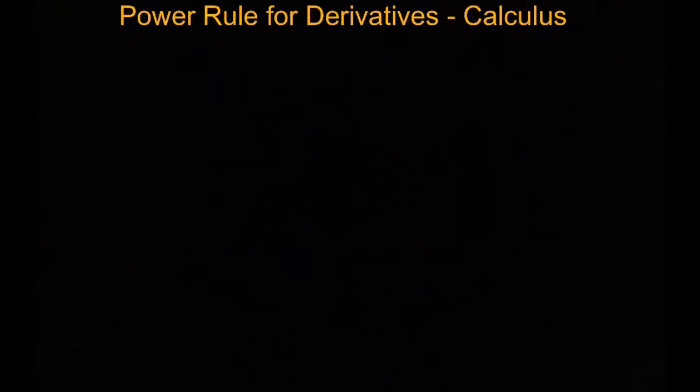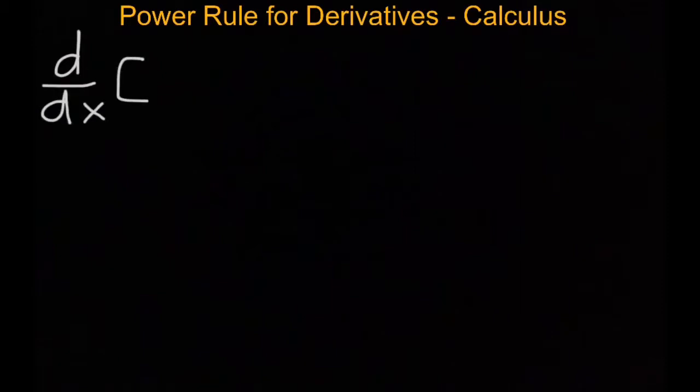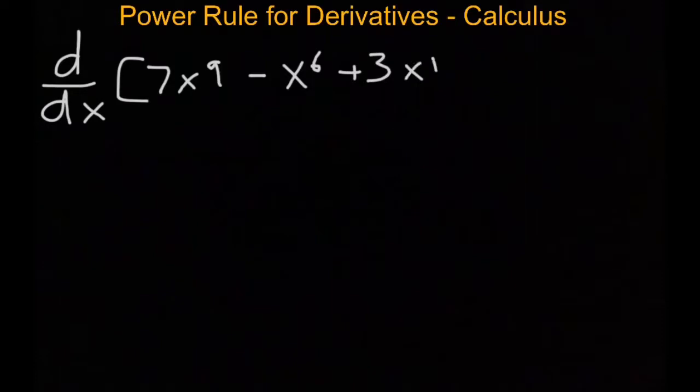Let's try one last question. Find the derivative of 7x to the power of 9 minus x to the power of 6 plus 3x plus 5. So our n value here would be 9, 6, 1, and 0 basically. So let's simplify this out.